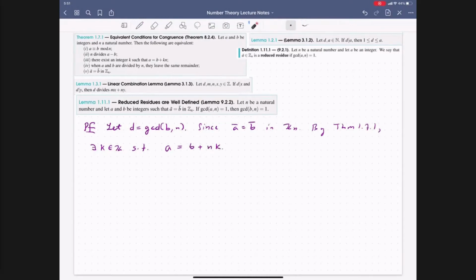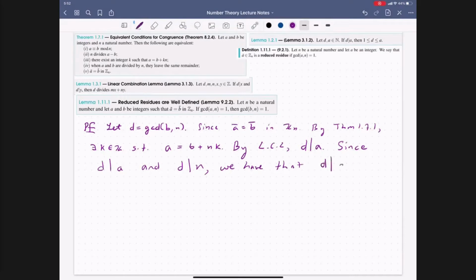Now, we observe that d divides b and d divides n by assumption, since d is the GCD. So by the linear combination lemma, we deduce that d divides a. But since d divides a, and by assumption d divides n, that's what we want. We are going to be looking at the d divides n part, we have that d divides the GCD of a and n.